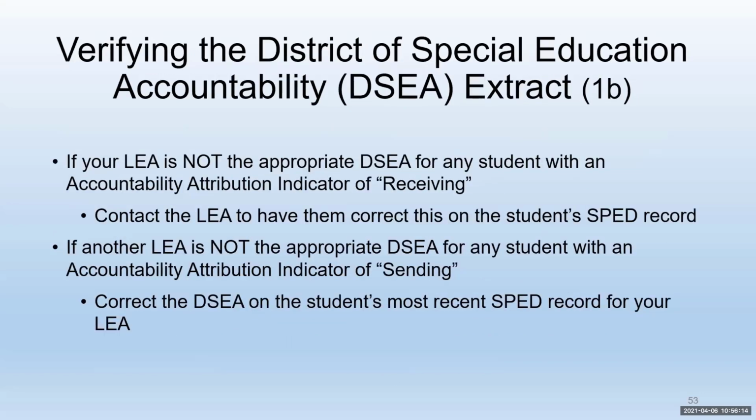Okay, and I think I went over this already. So if you're not the appropriate LEA, if you're receiving accountability, you need to contact the other district. And if you are inappropriately sending accountability to another district, you need to make sure that you correct it on your SPED record for that student, so that other district does not inappropriately get accountability for that student in the dashboard.